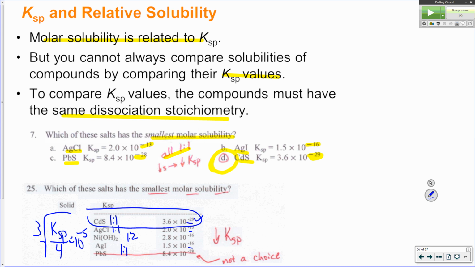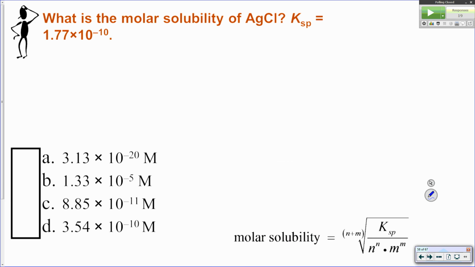Just make sure you're comparing apples to apples. Okay? If something's not the same stoichiometry, you have to do some type of crude calculation to figure out what's going on with it. Okay, here's a simple one. Do this one.